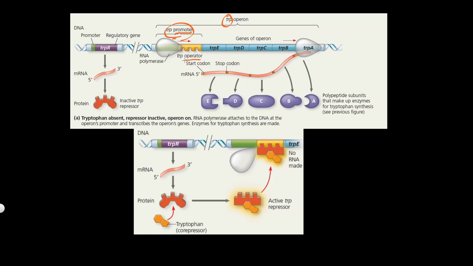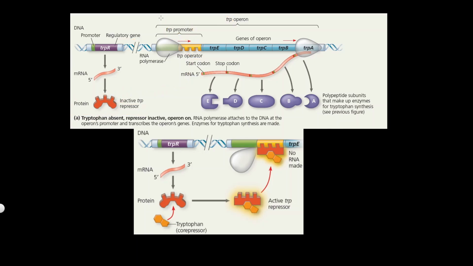But this operator section can be bound by a protein called a repressor. In this case, it's a tryptophan repressor, which is transcribed and translated from this regulatory gene. That's also part of the DNA. So when this repressor is activated, it's going to sit on the operator, which will block the pathway of RNA polymerase. So there will be no transcription happening here.